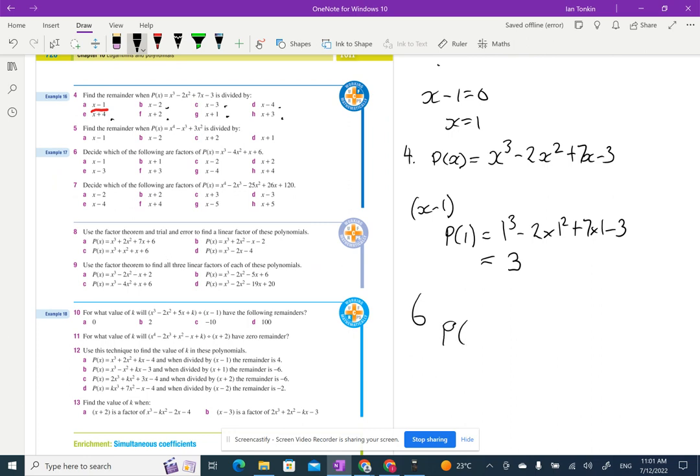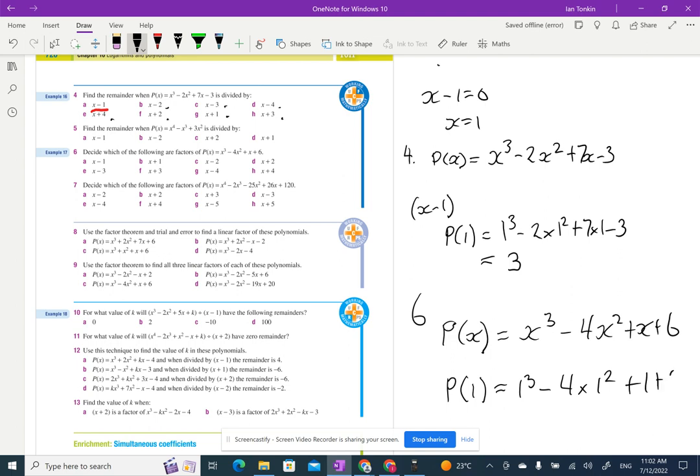First of all, I'm going to write p of x. What is p of x? It's x cubed minus 4x squared plus x plus 6. So first of all, I'm going to find p of 1 because that's the first one. They're asking me to find p of 1. I'm going to show the substitution. That'll be 1 cubed minus 4 times 1 squared plus 1 plus 6.